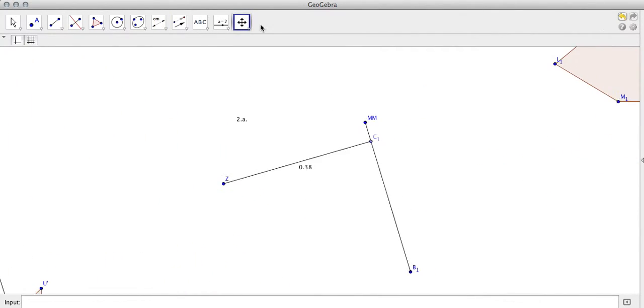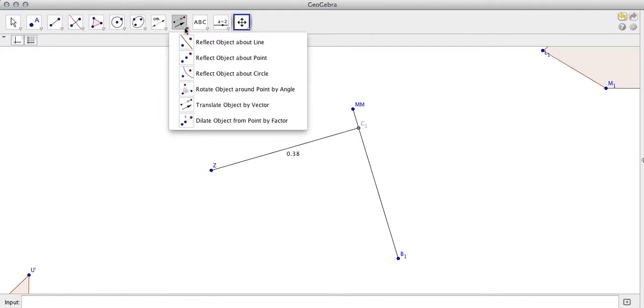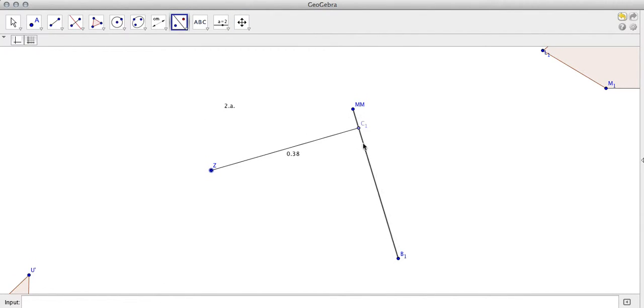Part 2. So for 2A, draw two points and their images related by each of these geometric transformations. A, reflection in line M. The point's image is on the opposite side of M and is the exact distance away from M as the original point.